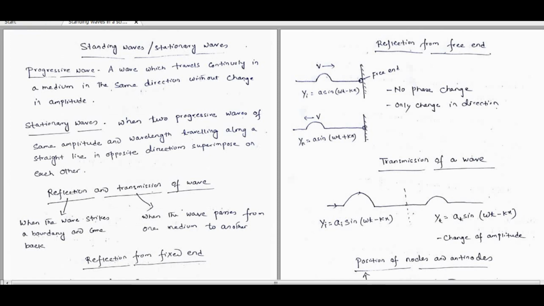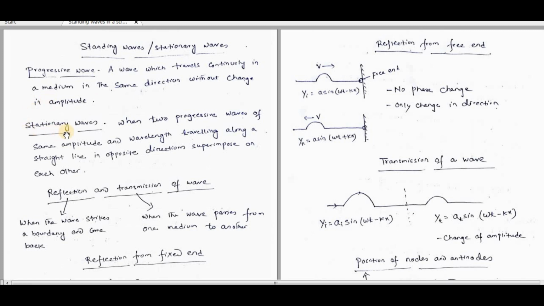Now I'm going to discuss standing waves, or stationary waves, in physics. To understand standing waves, we need to understand what a progressive wave is. A progressive wave is a wave which travels continuously in a medium in the same direction without changing amplitude. That means the wave is progressing in a specific direction. That's why they are called progressive waves.